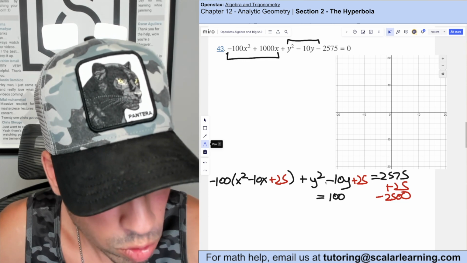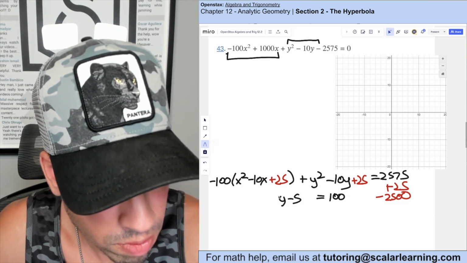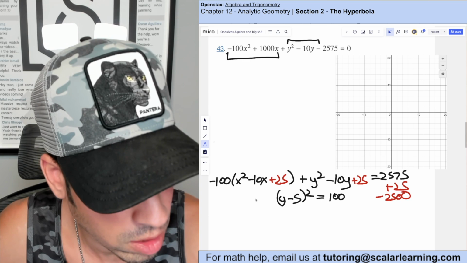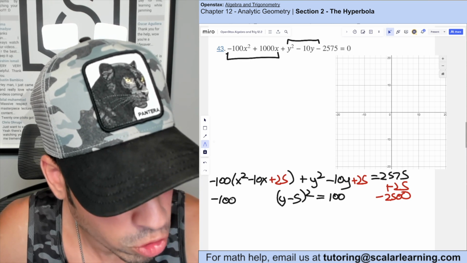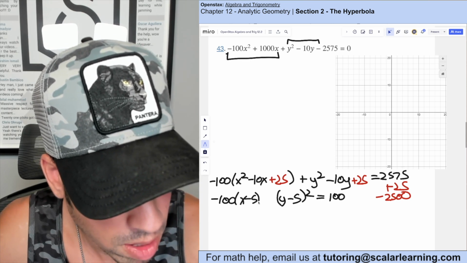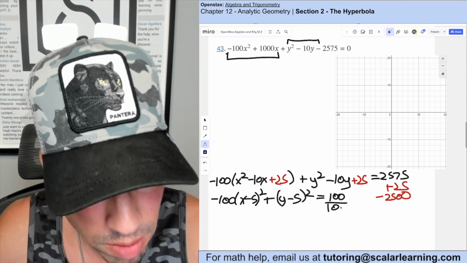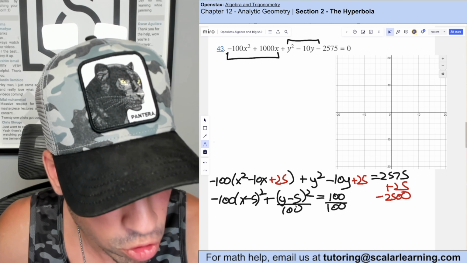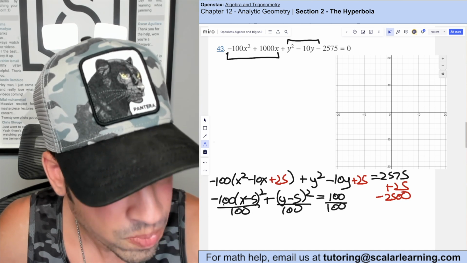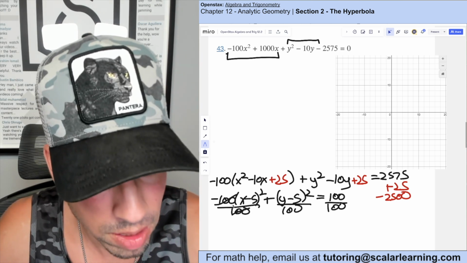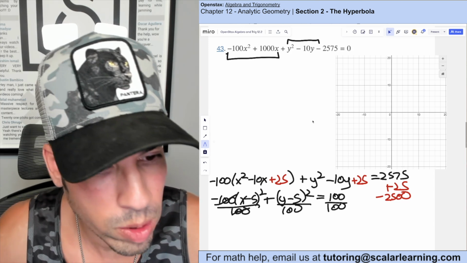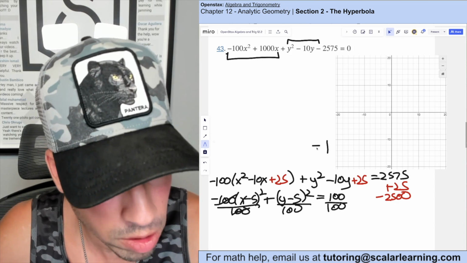And this equals, when you factor this, y minus 5 squared, and this equals negative 100 times x minus 5 squared. Okay, and these are being added together. Last but not least, we're going to divide everything by 100. These are going to cancel out, but there's still going to be a negative there. And now I'm going to rewrite this one last time. So we got 1 over here, which is what we want.